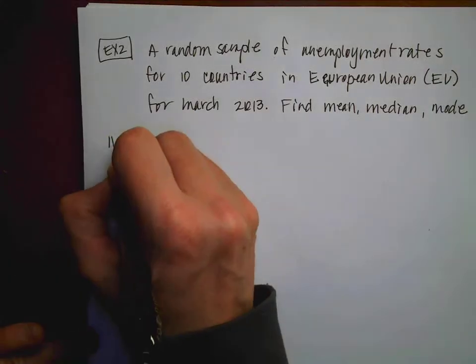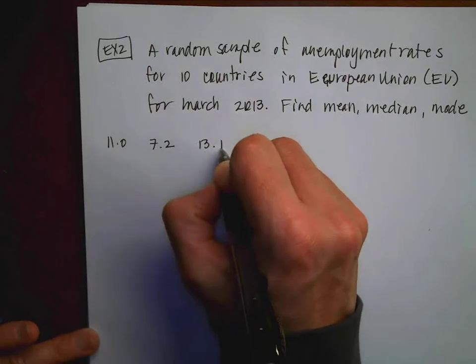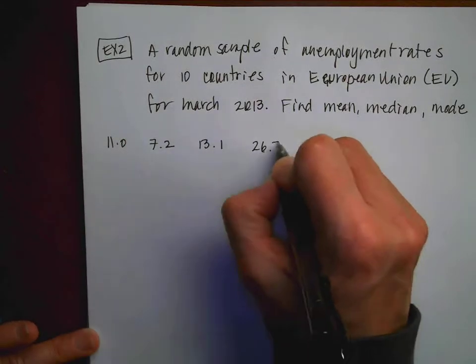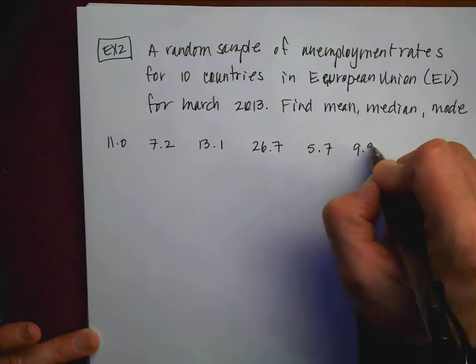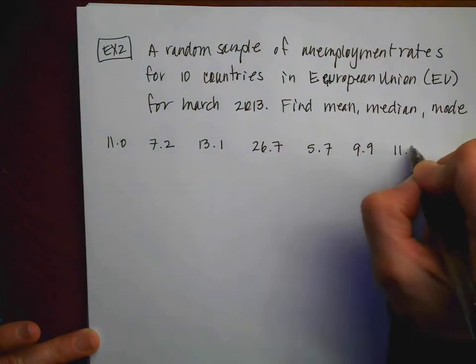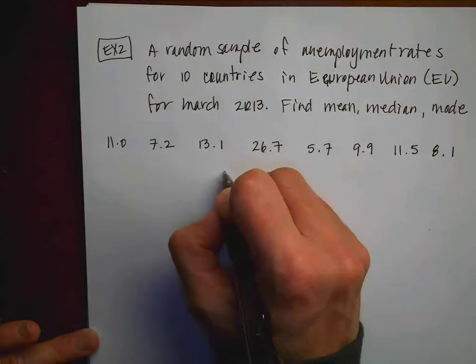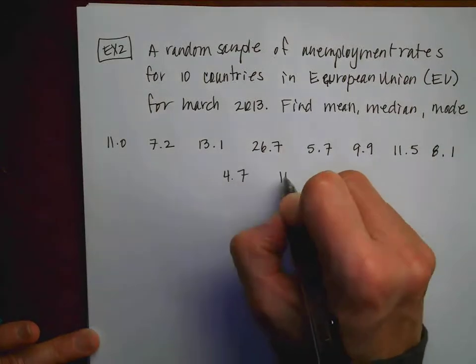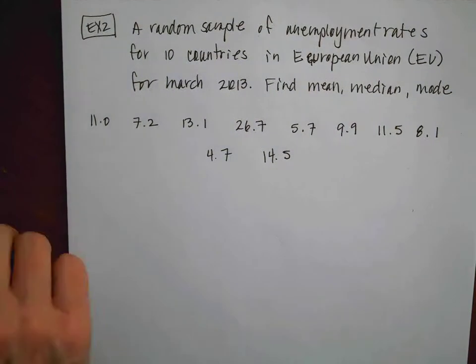All right, so the data that we're going to be given is 11.0, 7.2, 13.1, 26.7, 5.7, 9.9, 11.5, 8.1, I have two more, 4.7, and 14.5.